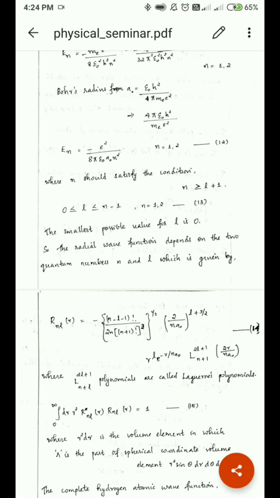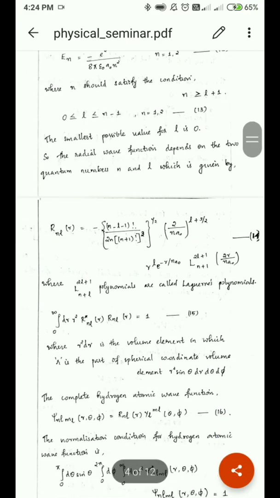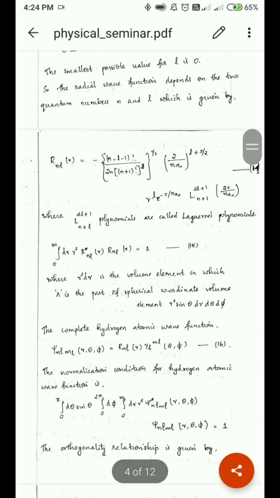The radial wave functions given by this equation, though they look complicated, can be noted to have in each one a polynomial multiplied by the exponential. So the combinational factor in front assures that R_nL of r is normalized with respect to the integration over r, that is, it satisfies equation 15: integral 0 to infinity dr r square R star nL of r R nL of r is equal to 1, where r square dr is the part of the spherical coordinate volume element r square sine theta dr d theta d phi.